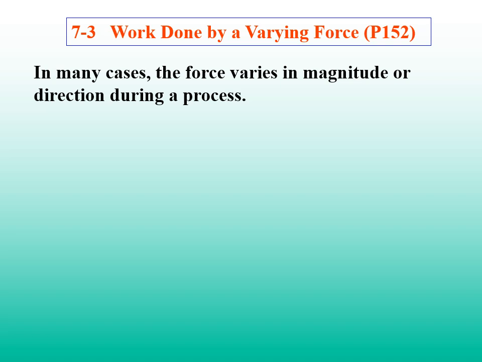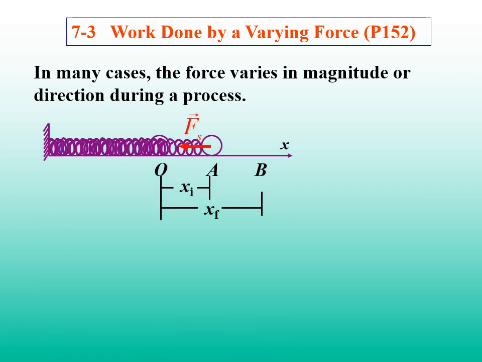In many cases, the force varies in magnitude or direction during a process. For the case of a spring attached to the wall on the left and moving horizontally on a table, we set the origin of the coordinate O at the position where the coiled spring is neither stretched nor compressed, and the positive direction of the x-axis is to the right. According to Hooke's law, the force exerted by the spring on the ball is proportional to x.